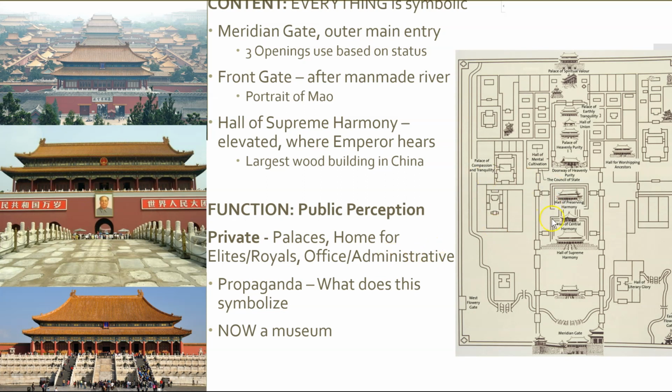But if you notice the names: Hall of Central Harmony, Preserving Harmony, Doorway of Heavenly Purity, Palace of Heavenly Purity, Hall of Union, Palace of Earthly Tranquility, right? It's all to promote a belief about the structure and the peacefulness of the government. It's more propaganda, and it's now a museum, so it's no longer functional.